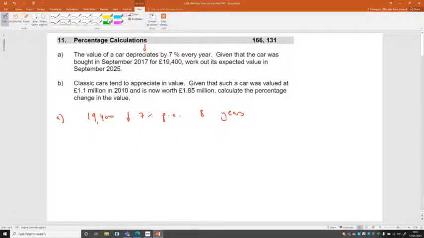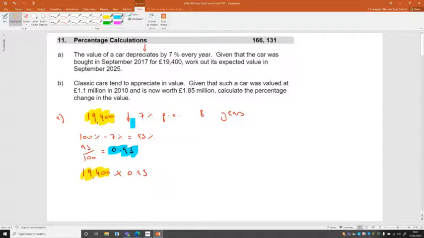Step 1, find your multiplier, okay? It's going down by 7%, remember, so you do 100%, take off 7%, that's 93%. Divide by 100 to make your decimal multiplier, that's 0.93. But this does all the work for you, okay? Then you can just take the 19,400, you multiply it by the multiplier. There you go, so see, take the original amount, times by the multiplier.